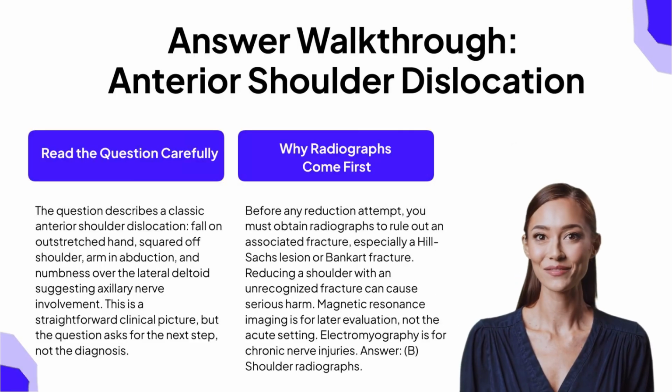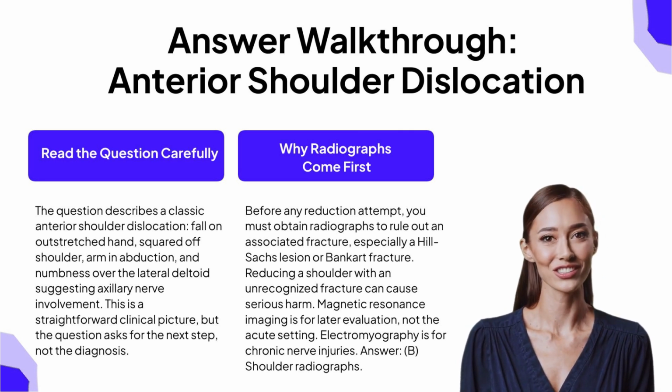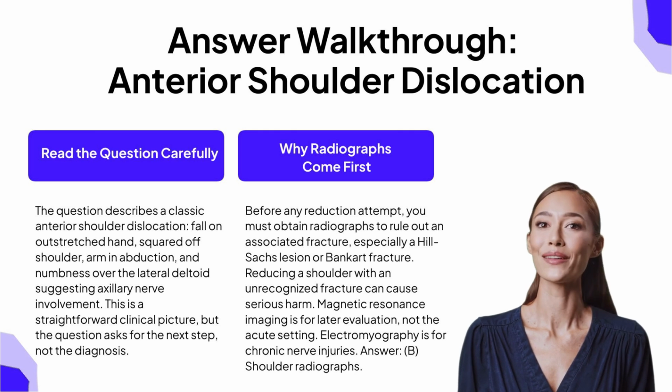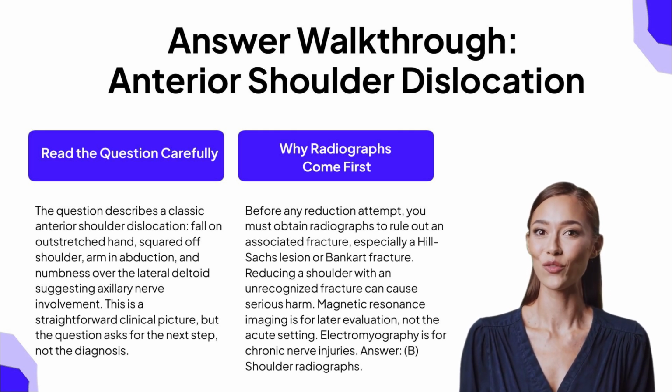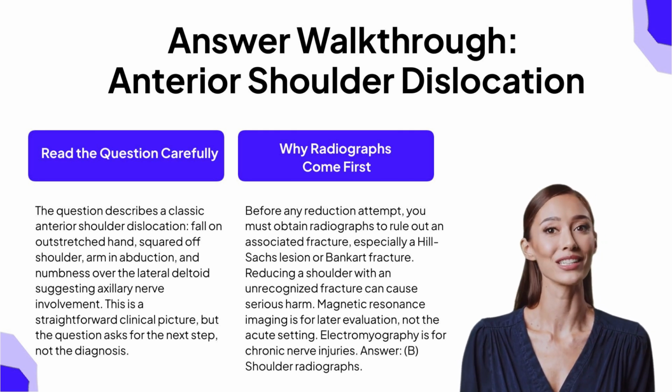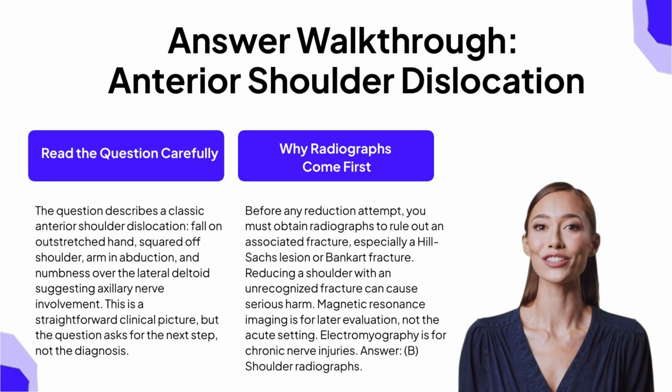This is a classic next best step question, and the boards love to test whether you will jump straight to reduction or get imaging first. The clinical picture is clearly an anterior shoulder dislocation. The squared-off shoulder, arm in abduction, and lateral deltoid numbness from axillary nerve stretch all fit perfectly. But the key here is the question asks for the next step in management, not the diagnosis.